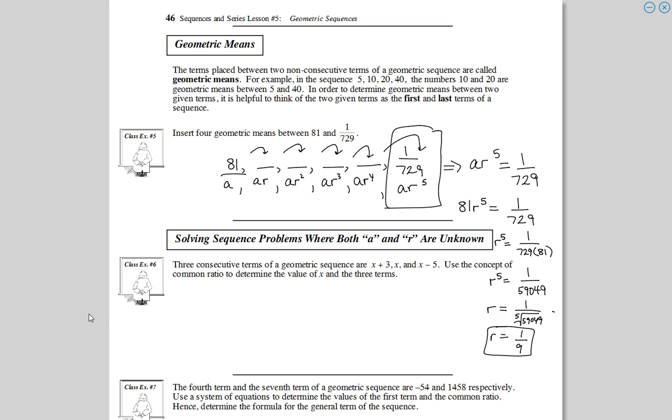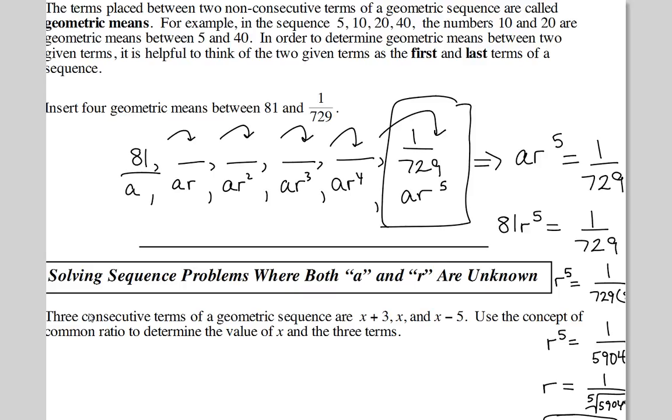Okay, so to insert these geometric means, all we have to consecutively do is multiply by 1 over 9 consecutively. So 81 times 1 over 9, I get 9. Times by 1 over 9, I get 1. And then I get 1/9. And then I get 1 over 81. Okay.